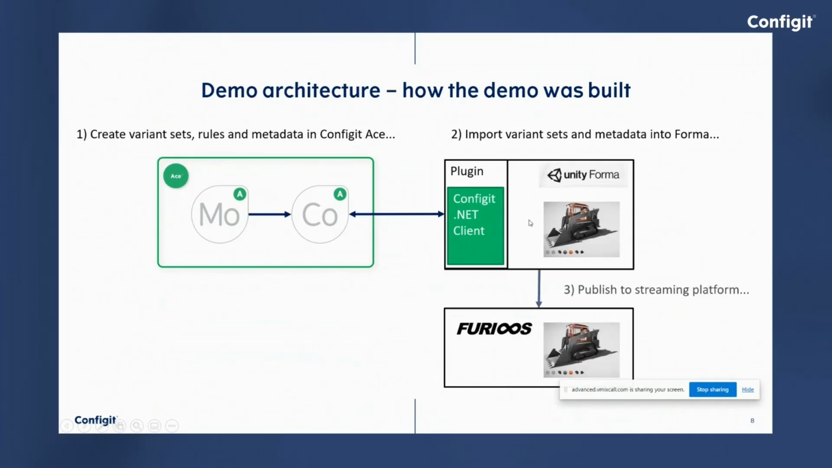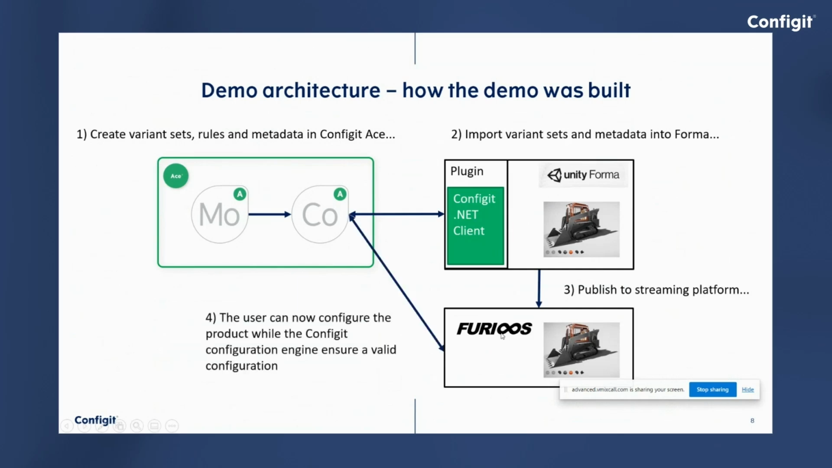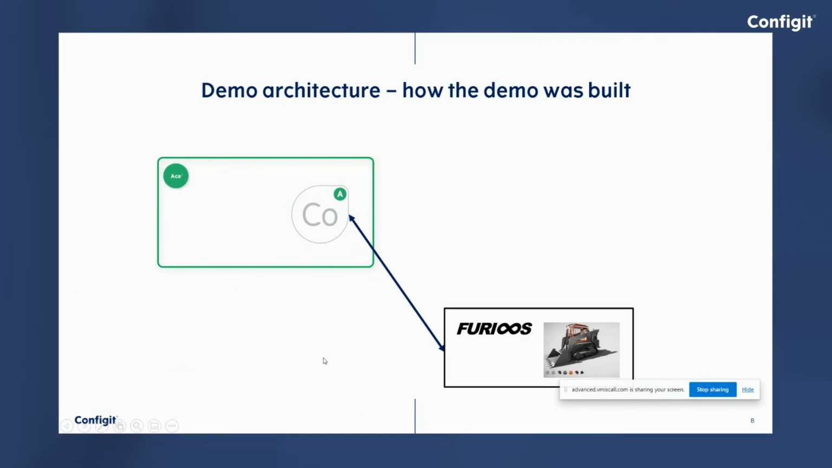From Unity Forma, you can then publish it to the streaming platform called Furious, which is the one that was streaming the skid loader that you saw before, which of course could be embedded in a website or a CPQ application or whatever it is. And then eventually the user can interact with the APIs of Configit when the user configures. This is the runtime scenario where I, as the German customer, go in and configure, and the UI interacts with the Configit API.